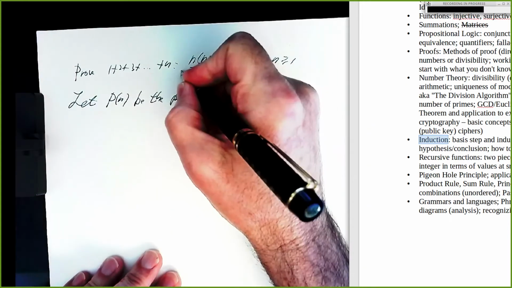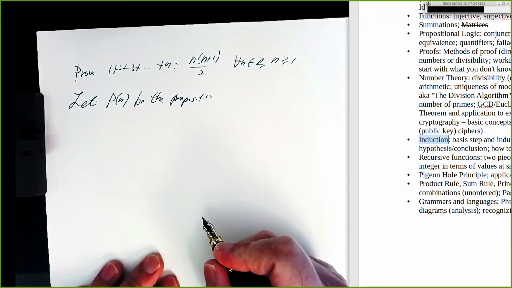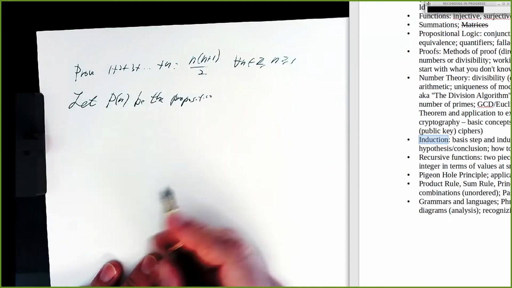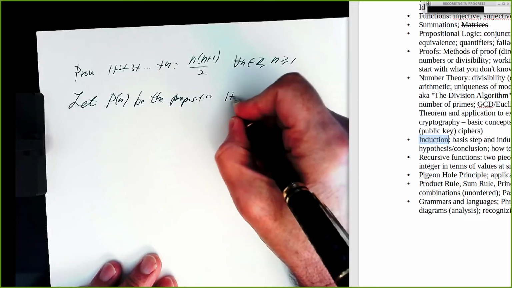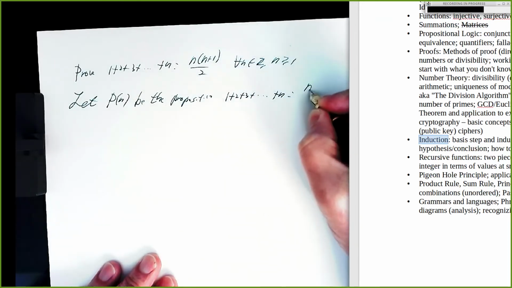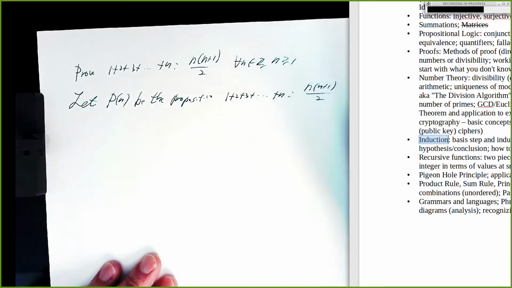Don't just draw an arrow up here, because I don't know if you're talking about that, or this whole thing, or the equal sign, or what. Let P of n be the proposition 1 plus 2 plus 3 plus ... plus n equals n times n plus 1 over 2.